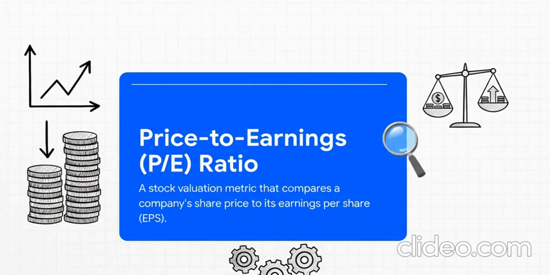Okay, so here's the more official definition. The PE ratio is simply a metric that takes a company's current stock price and compares it to how much profit it's making for each share that's out in the world. It's all about comparing the price tag to the actual performance.